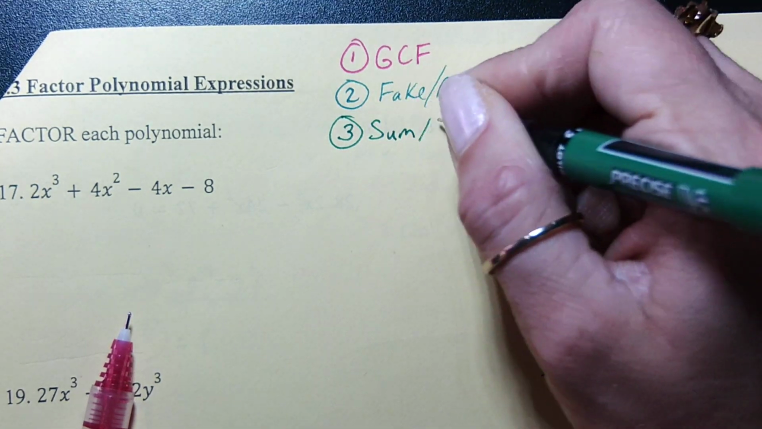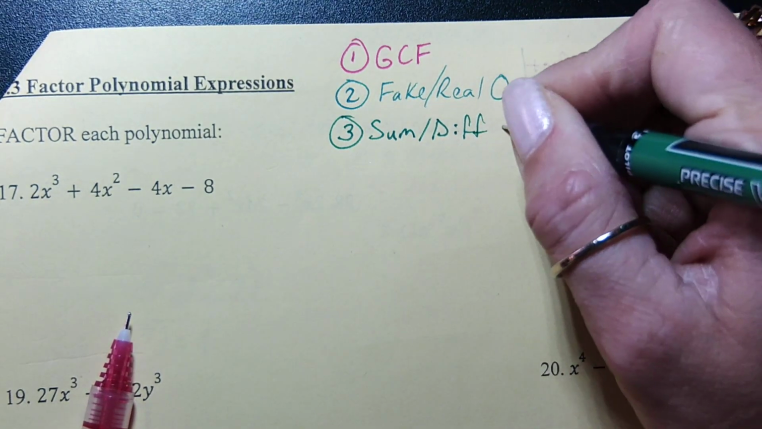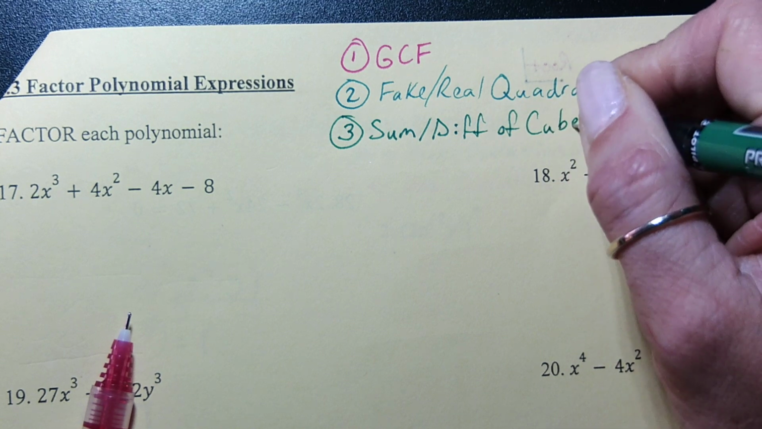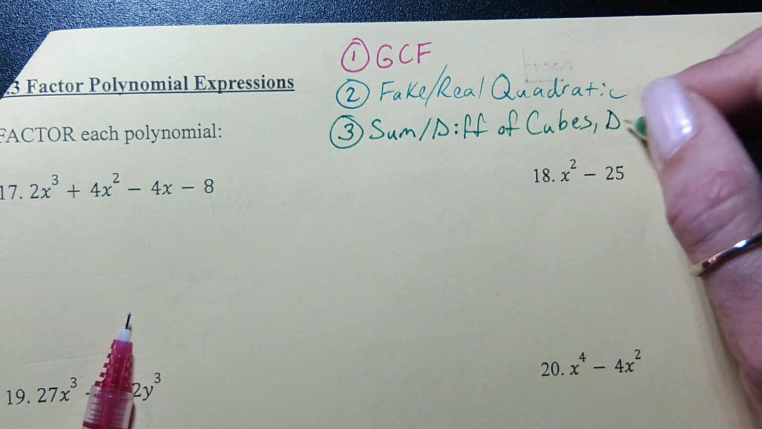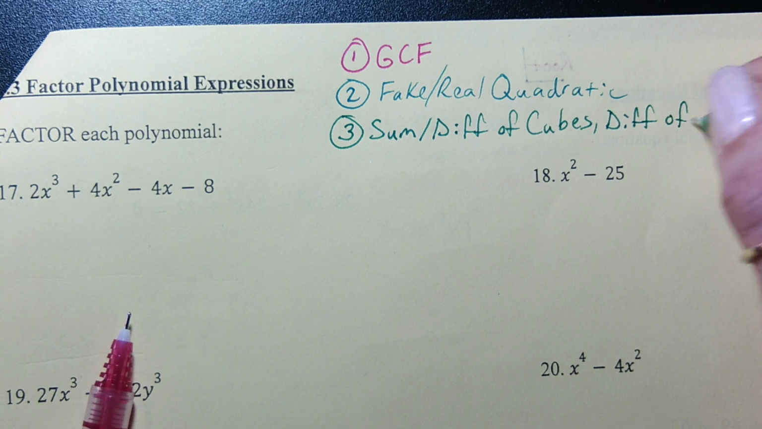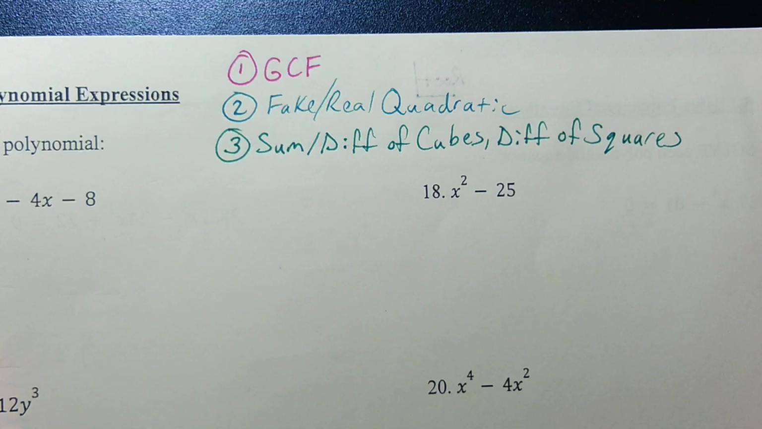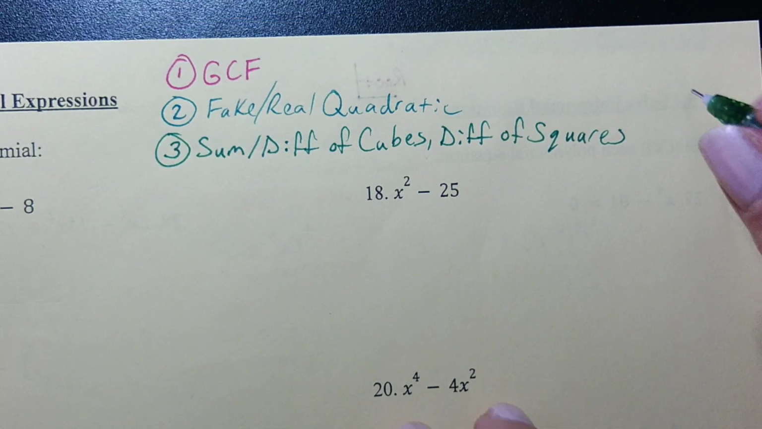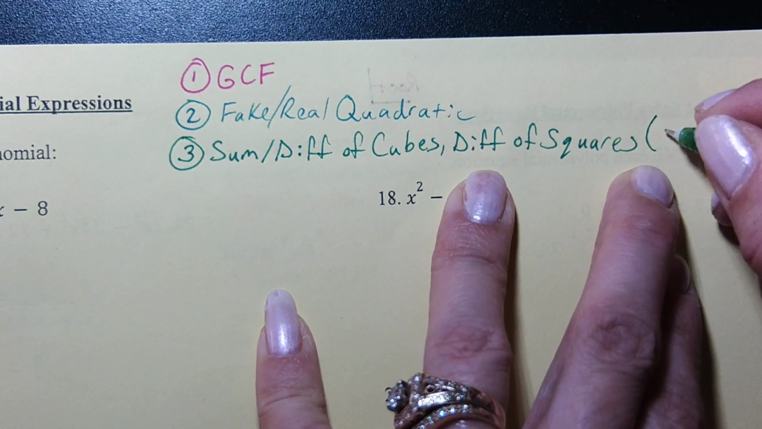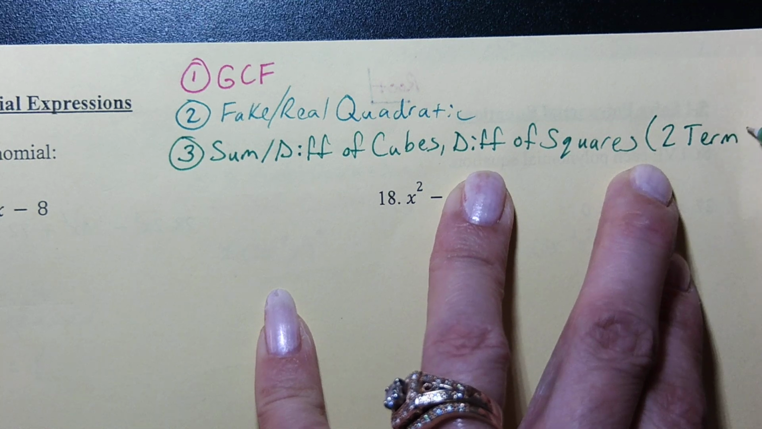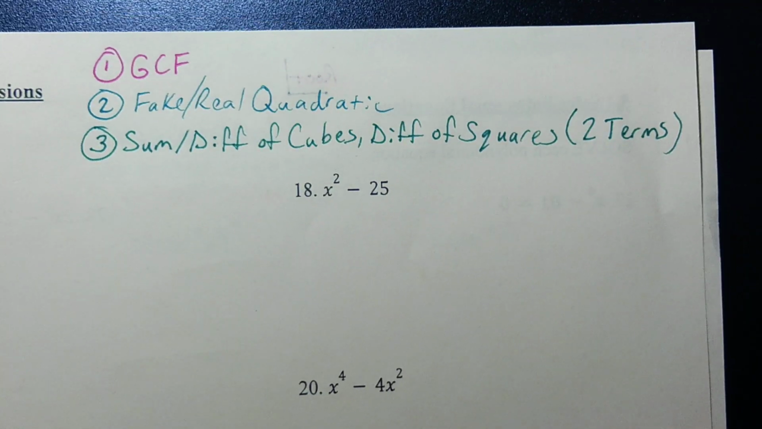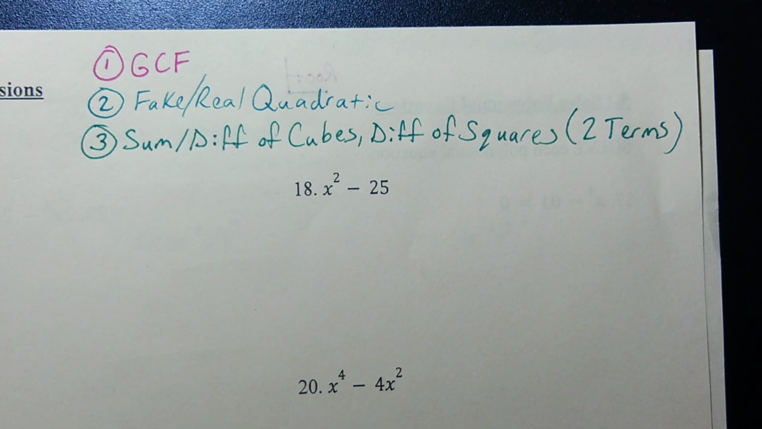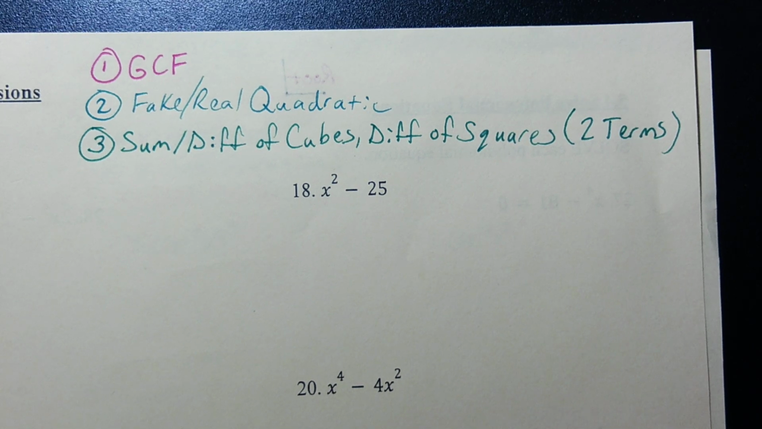Sum and difference of cubes and difference of squares. Why I'm putting these together is all three of these methods will always only have 2 terms. So real and fake quadratics we identify from the powers. Sum and difference of cubes and difference of squares will only have 2 terms.